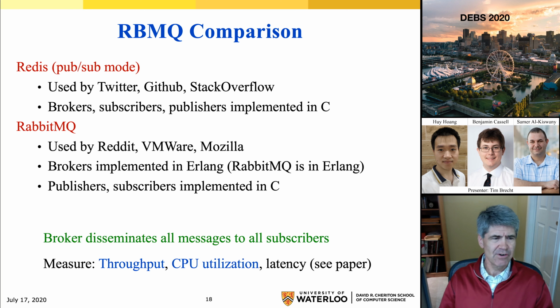So our publishers are going to publish data to the brokers, and the brokers are going to disseminate all messages to all subscribers. And we're measuring the throughput and CPU utilization, as well as latency, which is covered in the paper.